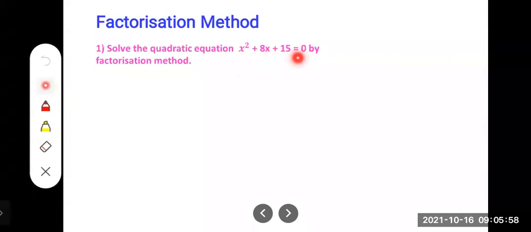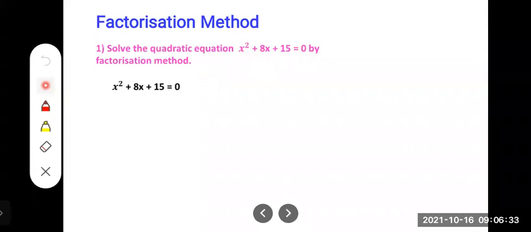In factorization, you will have three categories. One is where the x square coefficient is 1. The other category is where the x square coefficient is more than 1, 2, 3, 4, whatever number. And one more is where they will not give all three terms; any two terms they will give, and they will ask us to solve the equation by factorization. So three categories are there. We will see them here now one by one.